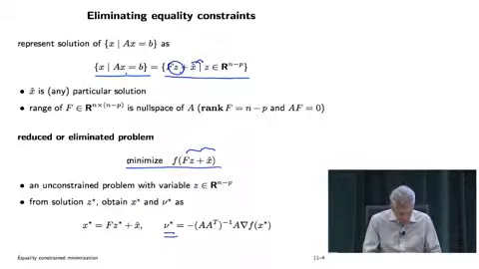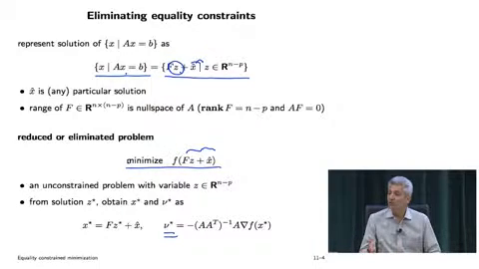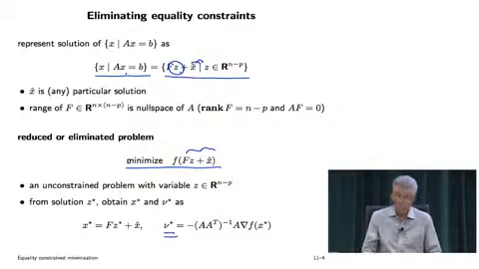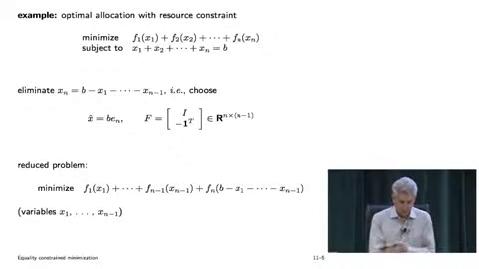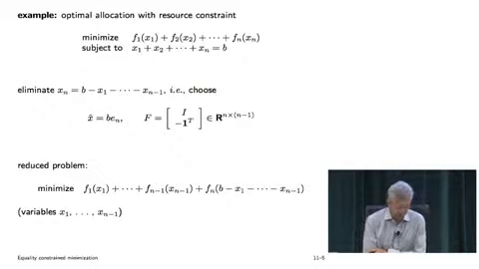Okay, so what this says is at this point you don't need to know any more, and from some point of view, you don't need to know any theory about equality constrained problems, because you just reduce it to an unconstrained problem, it's done. Okay, so a quick example of that.